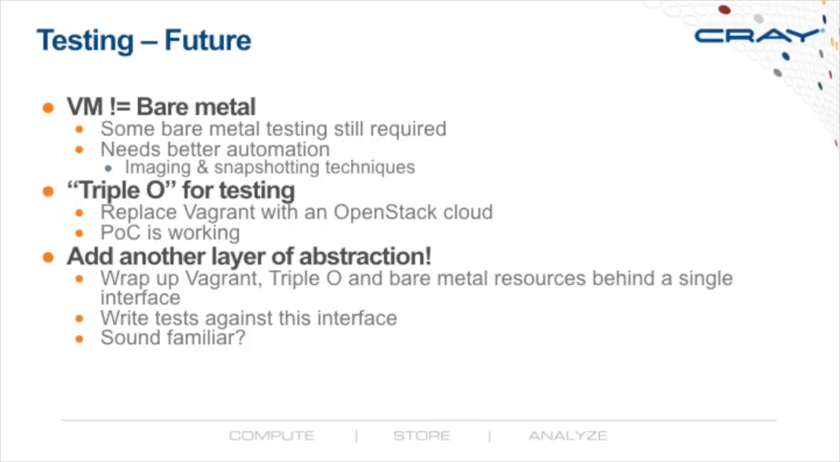Things that we'd like to do in the future. I think probably the most pressing issue at the moment for us is that VMs aren't the same as bare metal. There are issues that we hit when installing to bare metal, which is the way that our customers install our management plane, that we just don't see in VMs. And having a test infrastructure that doesn't pick up those issues can really be problematic.